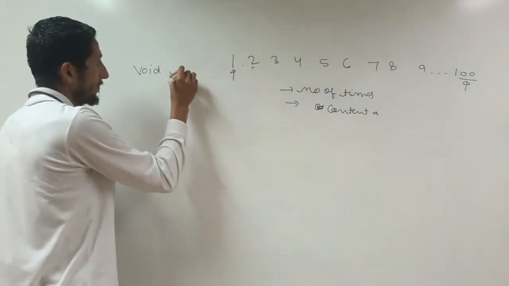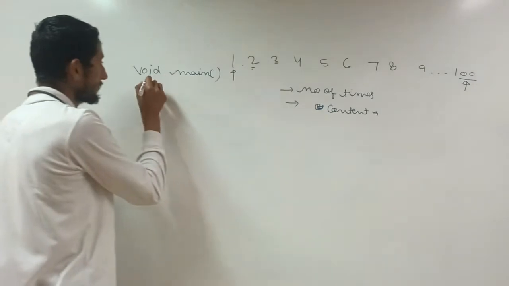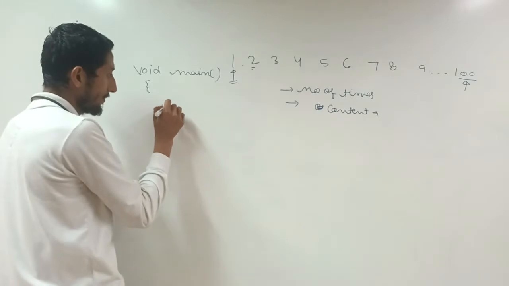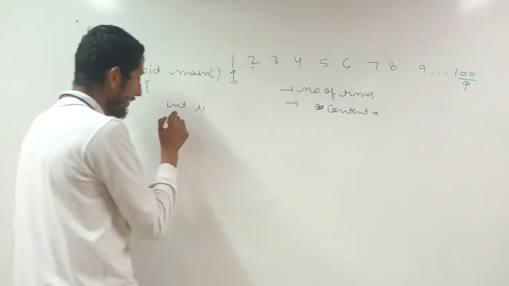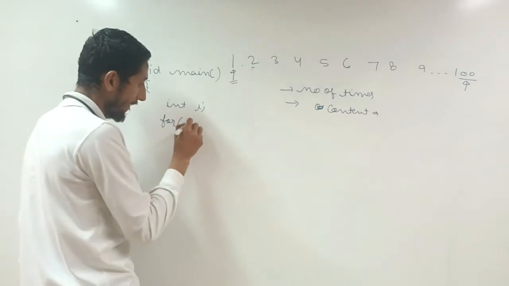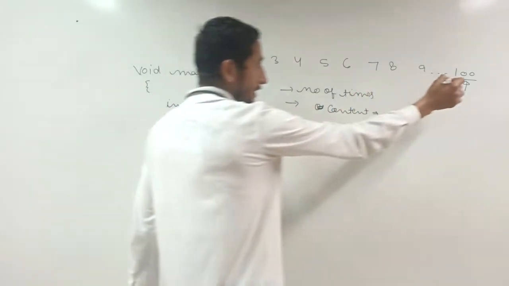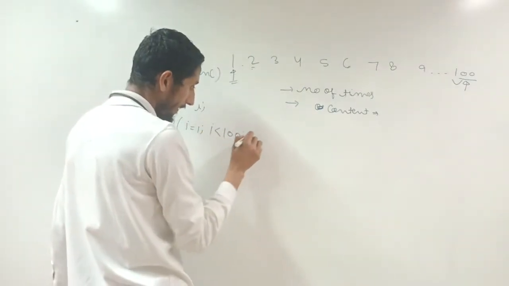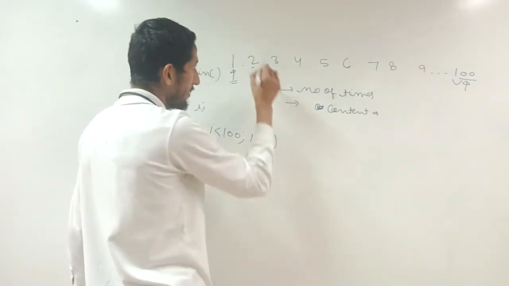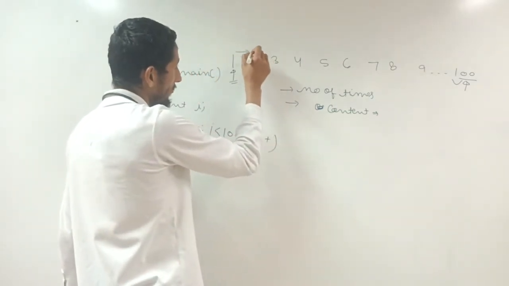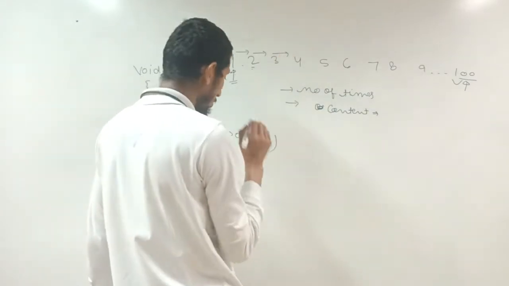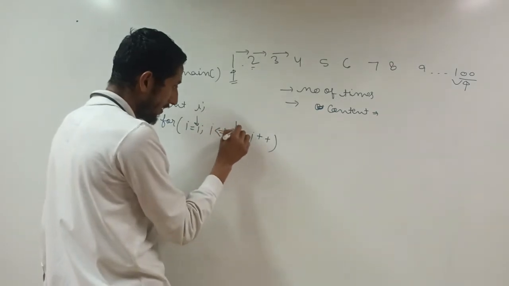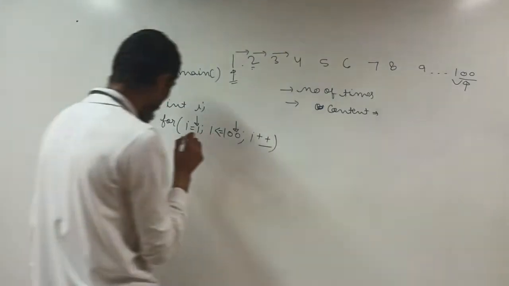Void main. Then the series will start from 1. So let me take a variable int i and let me start from 1. What is the ending position? The ending position is 100. So let me end at 100. And every time we have seen an increment of 1: 1, then 2, then 3, then 4, and so on. That's why I have started with 1, go till 100, with an increment of 1.